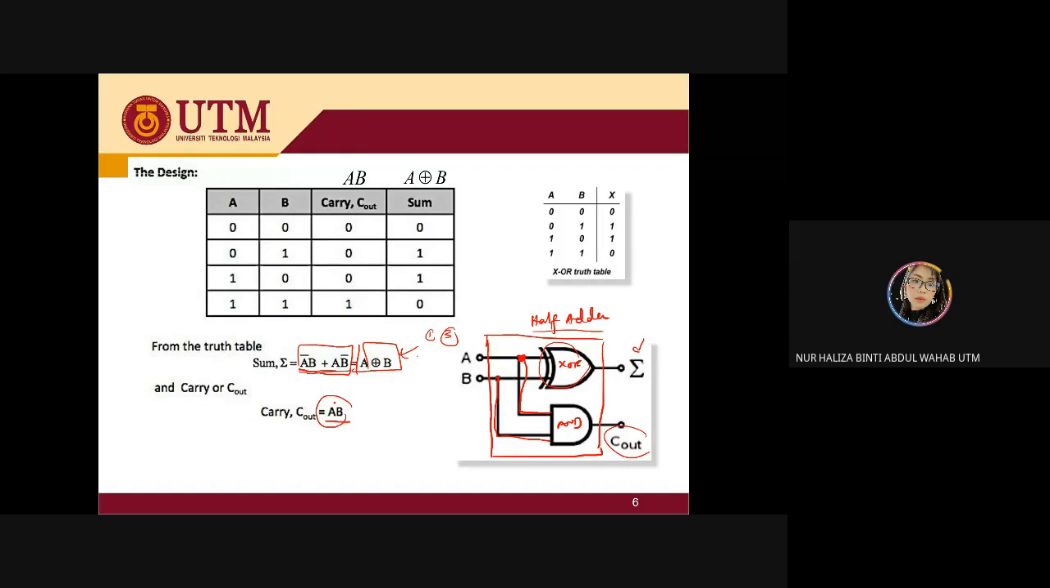You can construct, because you have only two inputs, 2 to the power of 2, so you have 4 possibilities for the input: 0 0, 0 1, 1 0, and 1 1. If you want to remember, it's okay to remember the table, but if maybe you can't remember, you can just construct the table. So this is the truth table for your half adder.